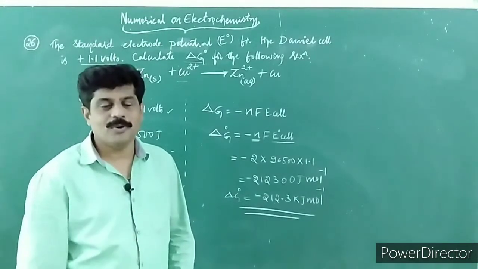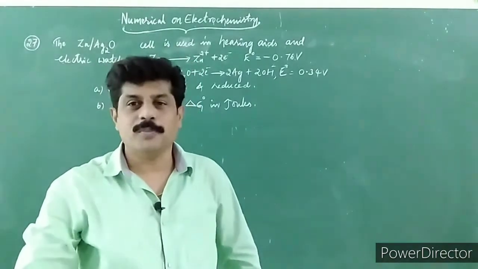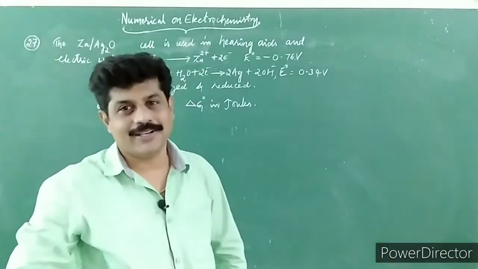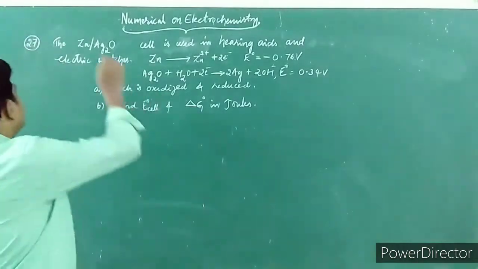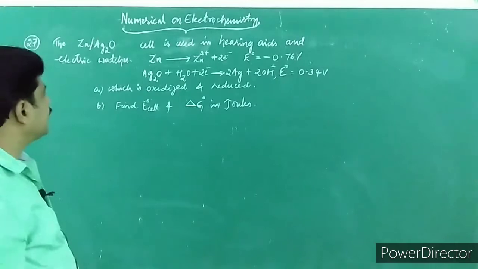Let me take up one more numerical on the same type. Children, let me take up one more numerical on change in Gibbs energy. The zinc silver oxide cell is used in hearing aids and electrical watches.